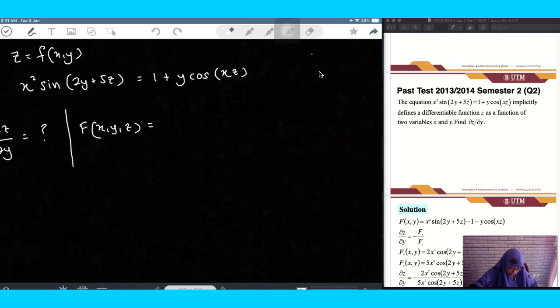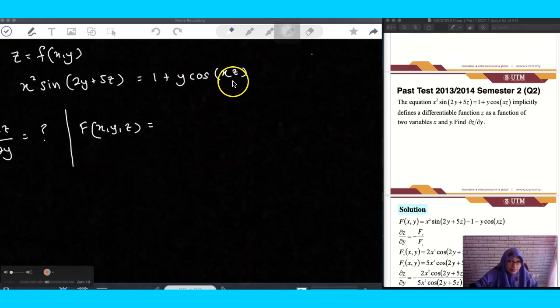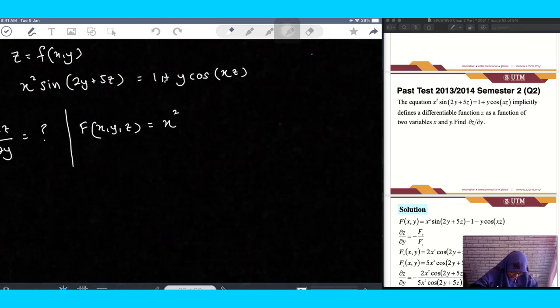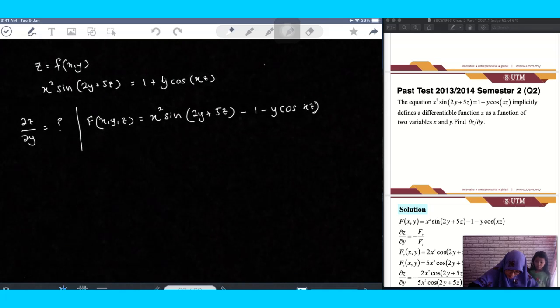Just a function, okay. So meaning that you have to make it equal to 0. So here I bring everything on the right to the left, or actually you can bring everything on the left to the right. So it is up to you. So let's say I have this one, x squared sine of 2y plus 5z minus y minus y cos of xz. Then it is equal to 0. So now you can see it is a bit longer, right?